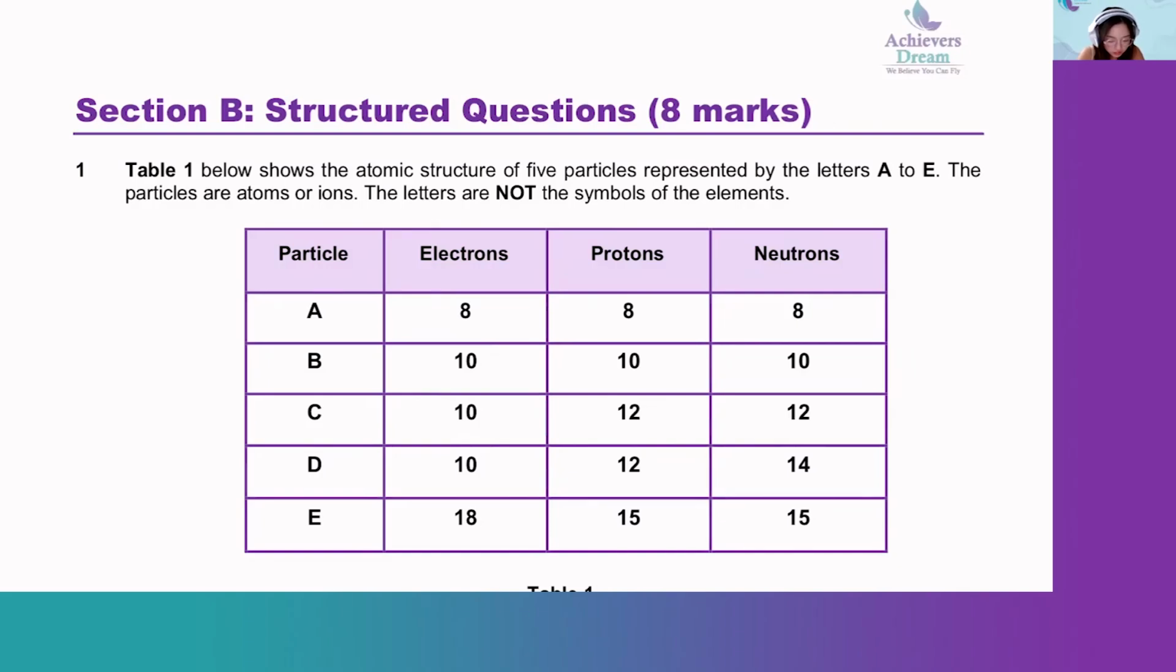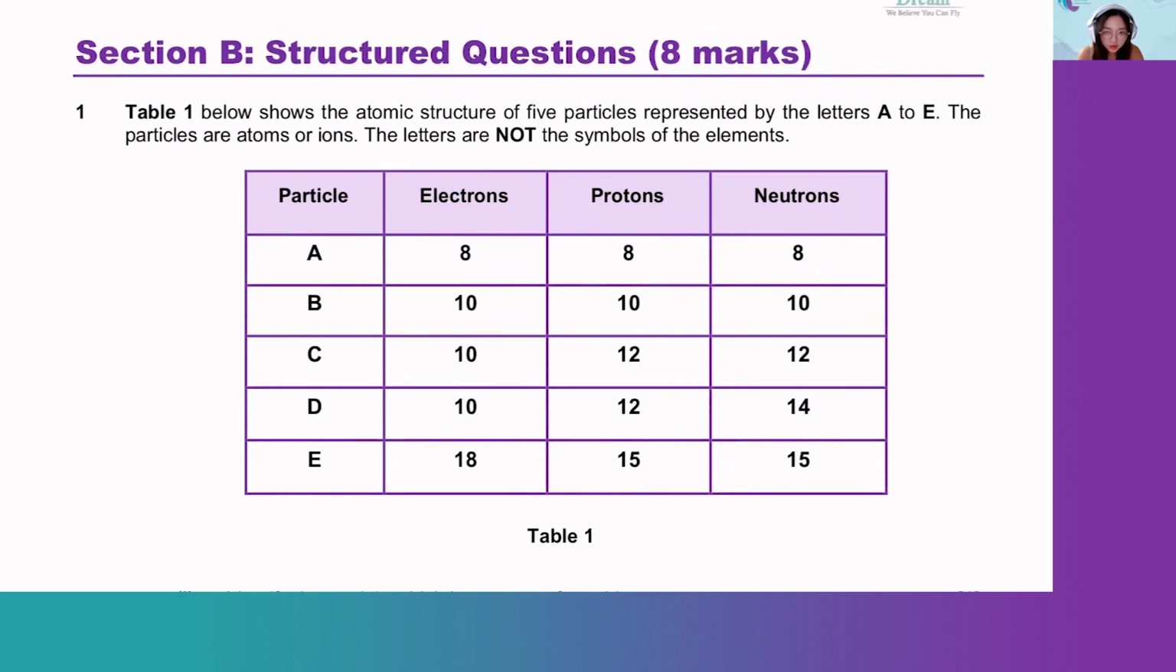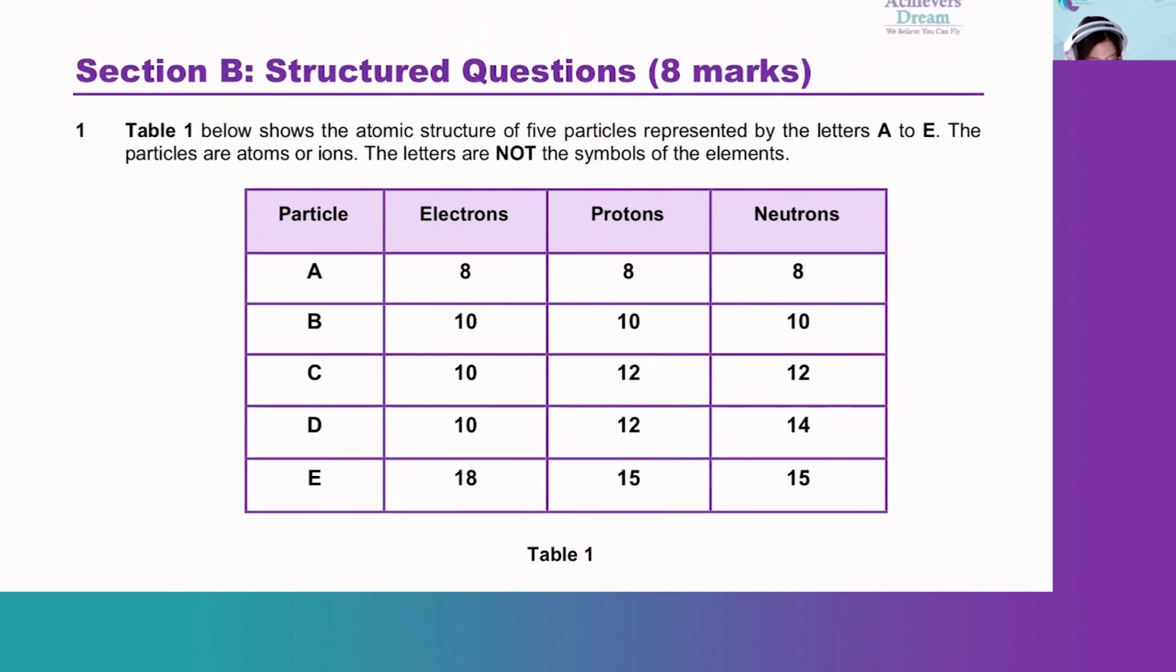So for the structured question, we are given particles A to E and their number of protons, neutrons, and electrons respectively. The most important thing to take note of here is the number of protons, because the number of protons immediately tells me the atomic number, and we can use that to immediately identify all of the elements already.